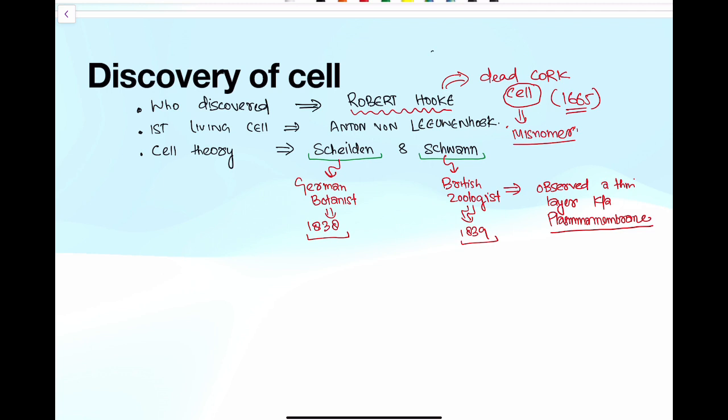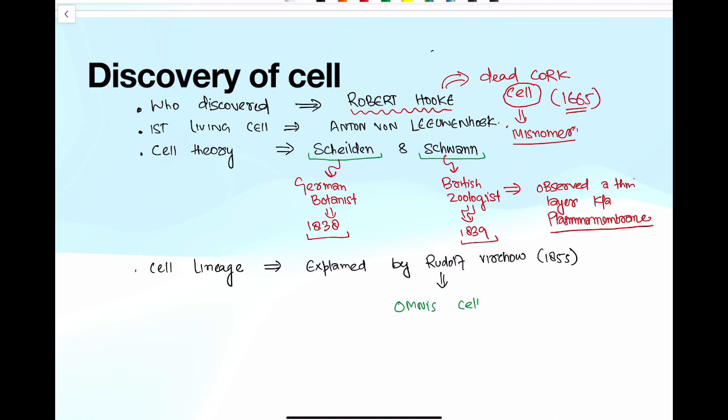Now, about the postulates of cell theory. You must know that the cell theory had one drawback. It did not explain cell lineage, or the production of new cells. Who explained the cell lineage? It was explained by Rudolf Virchow. And what was the statement of Rudolf Virchow? It was in 1855. He said, omnis cellula e cellula.